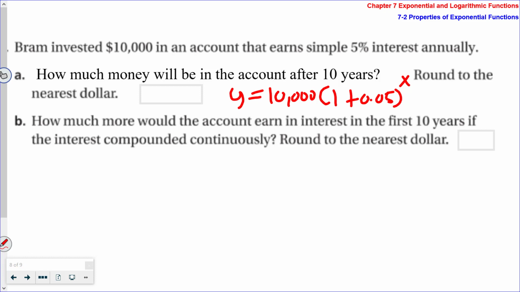All right. So how much would he have in the account? Not Spencer. How much is Brahm going to have in the account? Angelina, would you look at the 10 on the X? Yes. Look at 10 and then the corresponding y. So what is y when x is 10? Maria G. I got 16,288.95. Yeah. Rounded to the nearest dollar, 16,289.